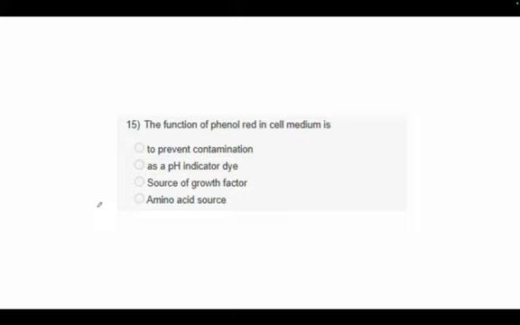The function of phenol red in cell medium is dash. So like we discussed, phenol red is present in cell culture medium as a pH indicator dye. It is there to indicate visually if the medium has become more acidic or more alkaline. It is not going to act as an amino acid source or growth factor source or antibiotic or anything. It's just a pH indicator dye.